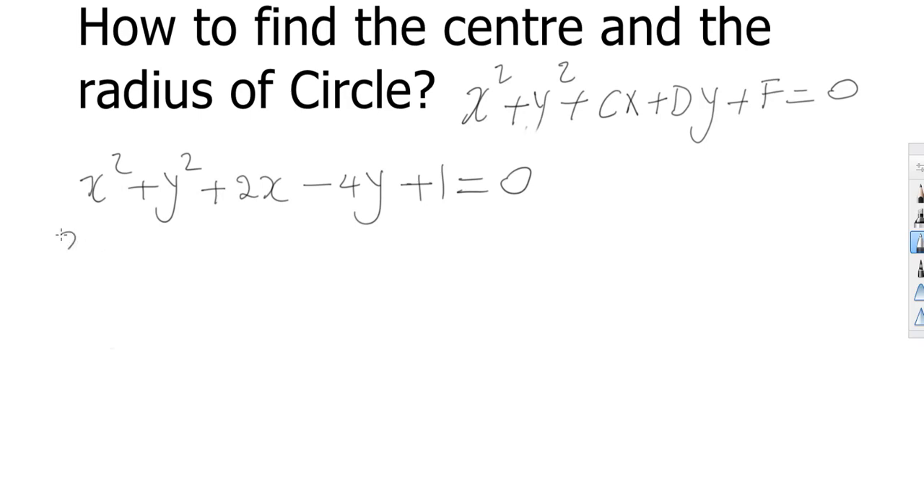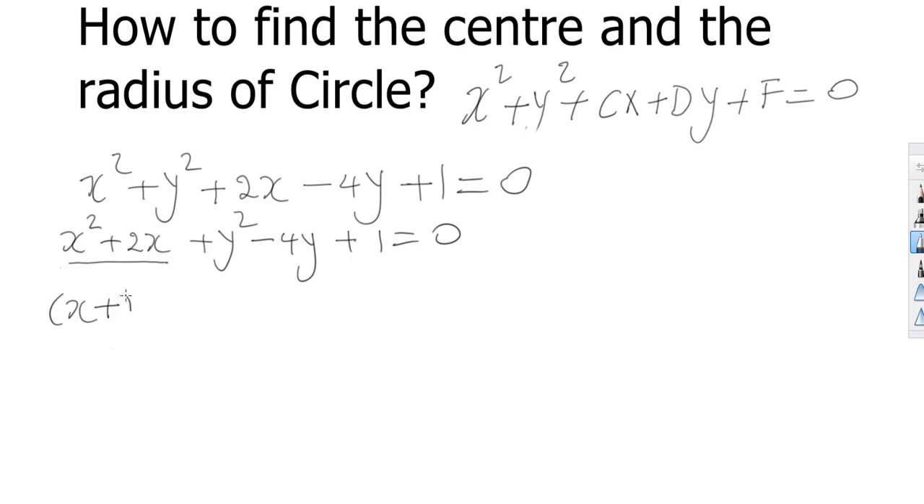So the first thing you do, you group x squared plus 2x. Then you have y squared minus 4y plus 1 equal to 0. So look at this, we complete the square of this. All right, we have x, we divide 2 by 2, it will be 1 all squared, and then you take minus 1 squared. And then we have y, we divide this by 2, we have minus 2 all squared, and then you take minus 2 squared again, then plus 1 equal to 0.